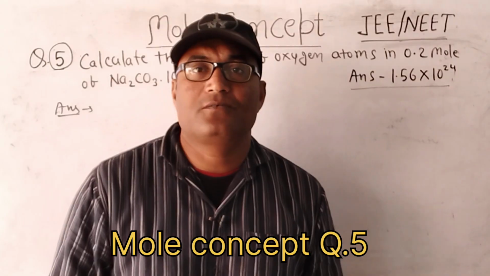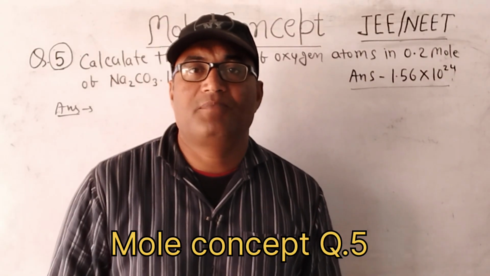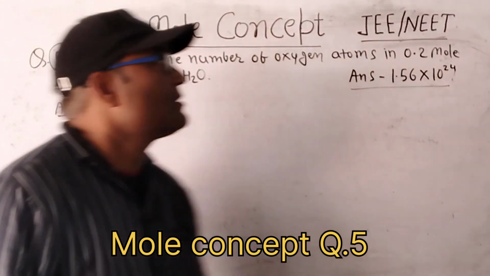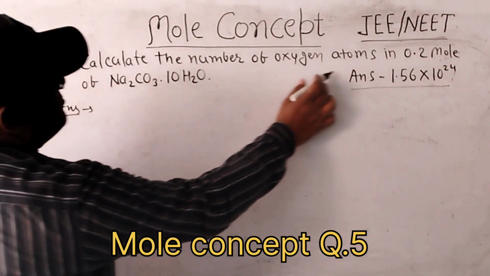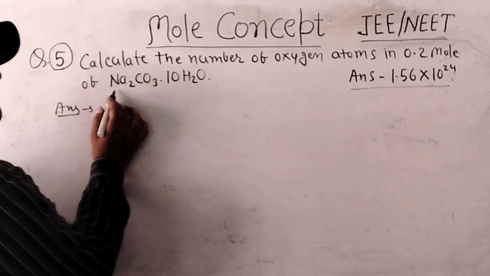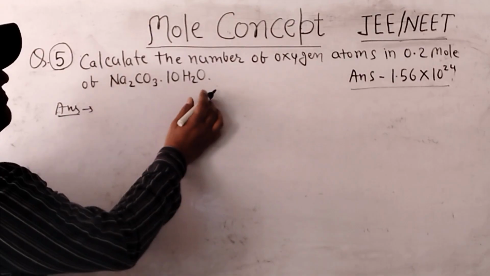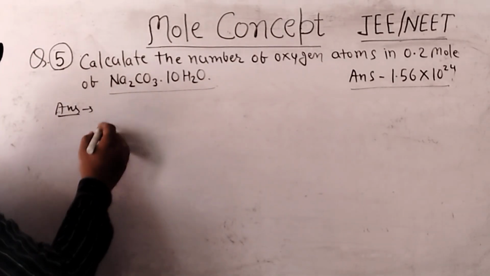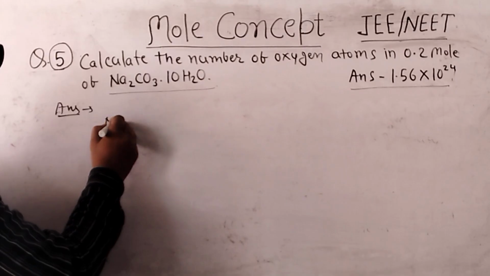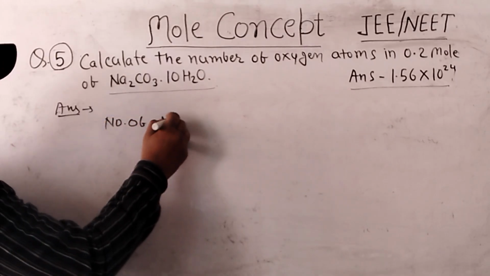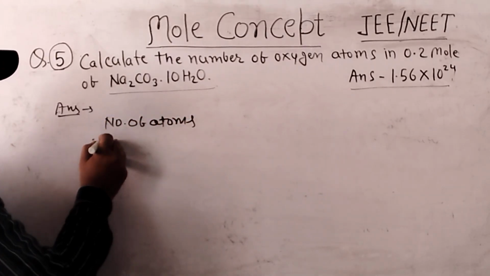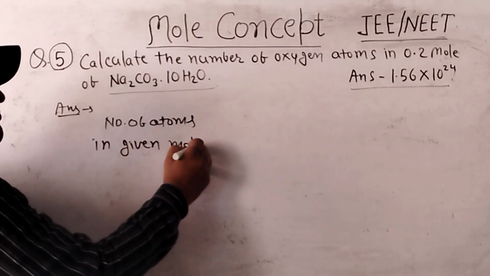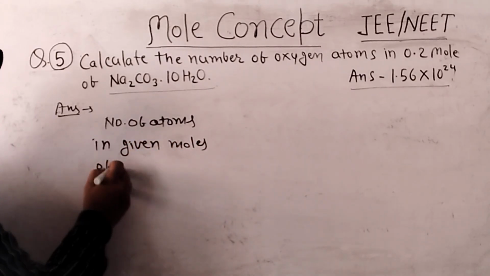Now this is question number 5. This question is completely based on number of atoms in given mole of molecules. So according to the question, calculate the number of oxygen atoms in 0.2 mole of Na2CO3.10H2O. So this is the hydrate of sodium carbonate. Now from the formula, the formula is number of atoms in given moles of molecule.